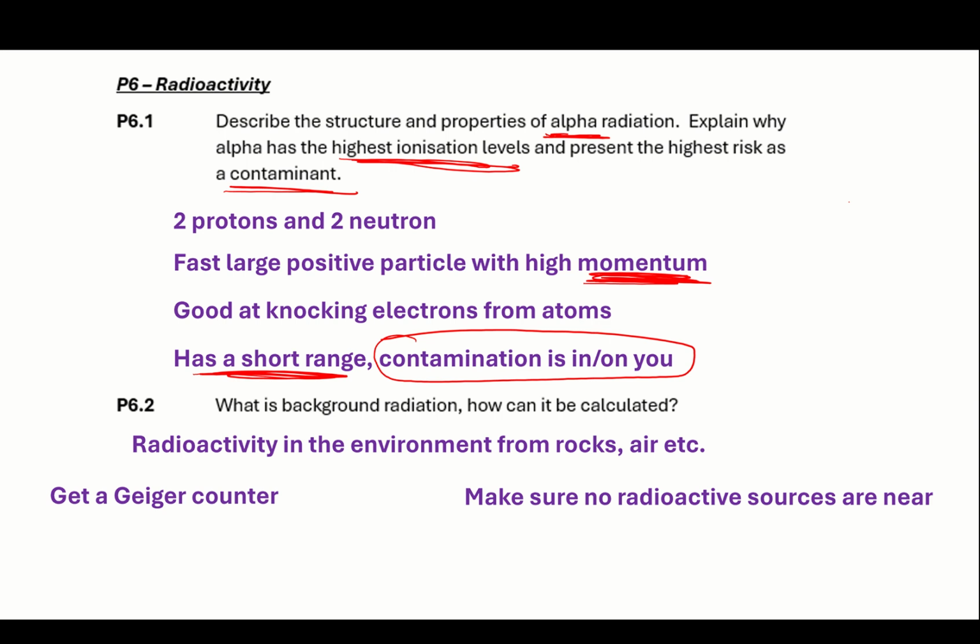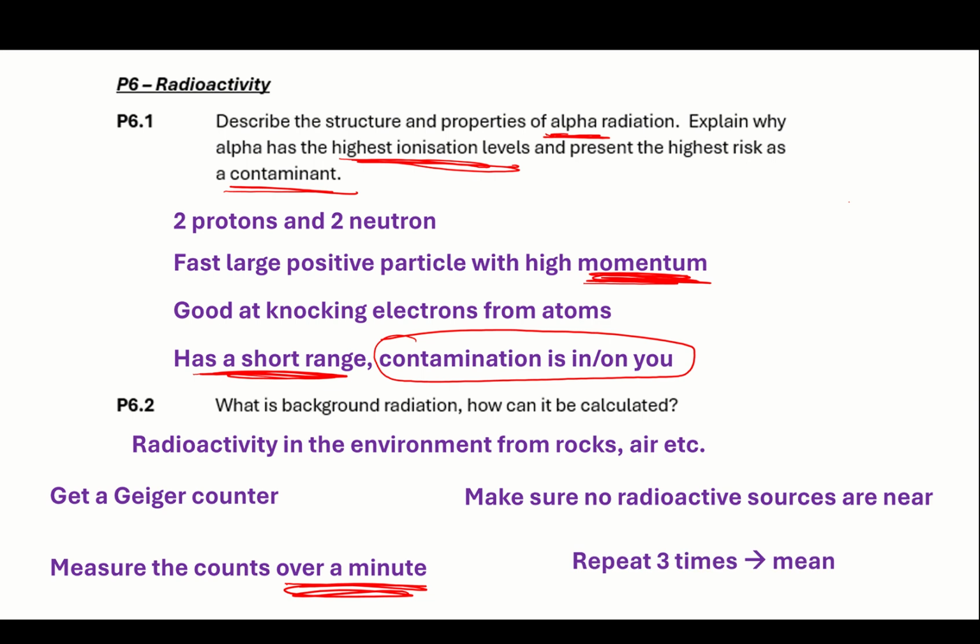Okay, next part. Make sure there's no other radioactive sources near. All right, because I want to measure the background. Next part. Measure how many counts over 1 minute. And then we're going to repeat that 3 times to work out a mean.